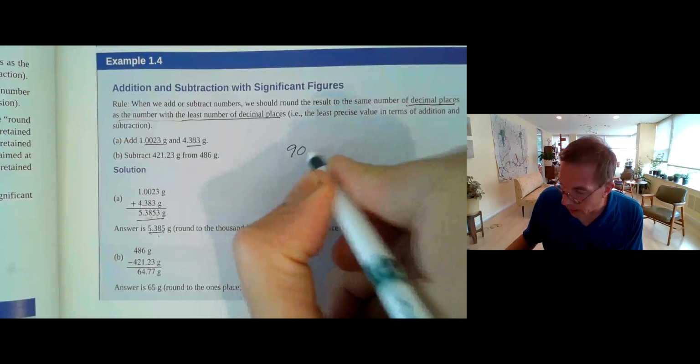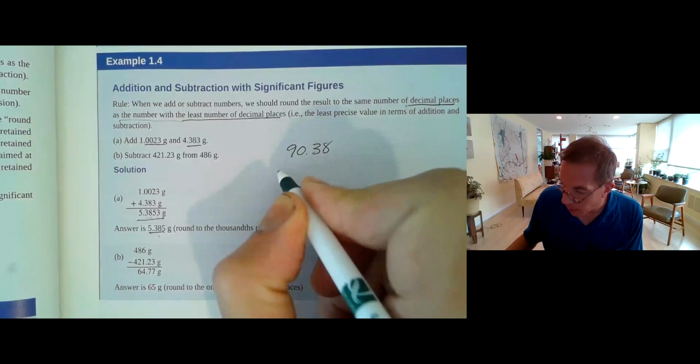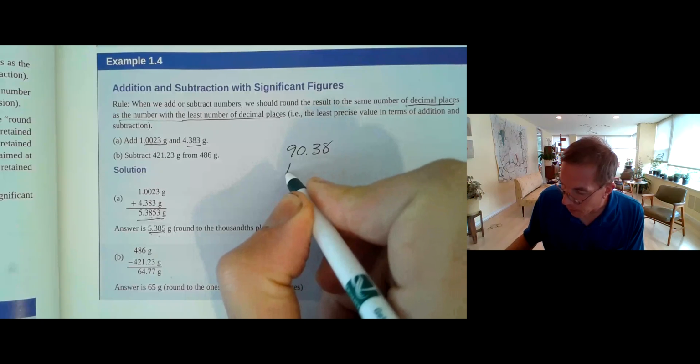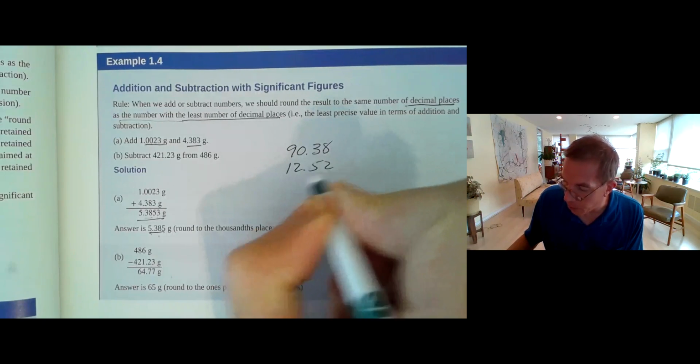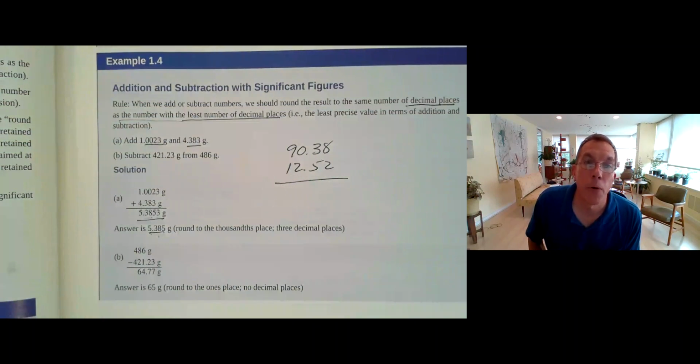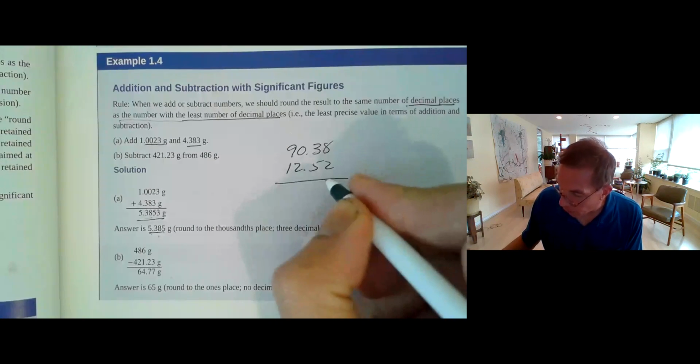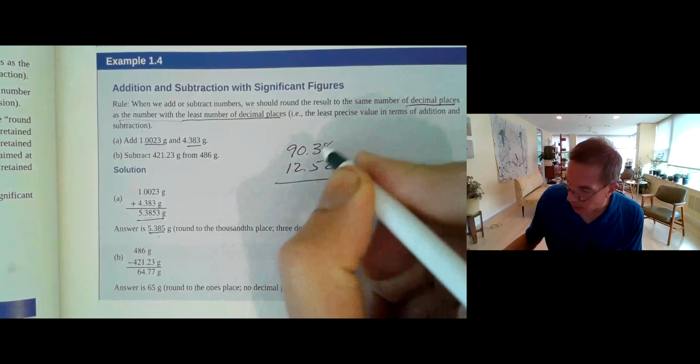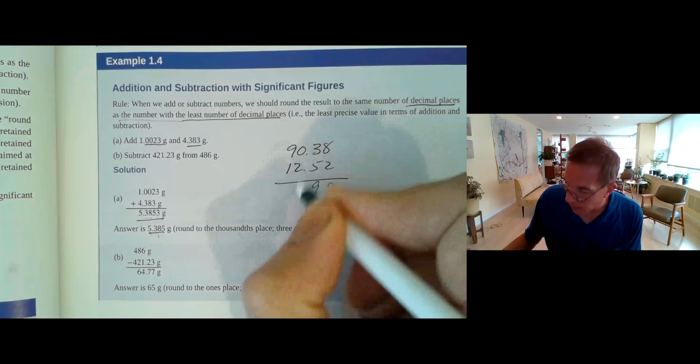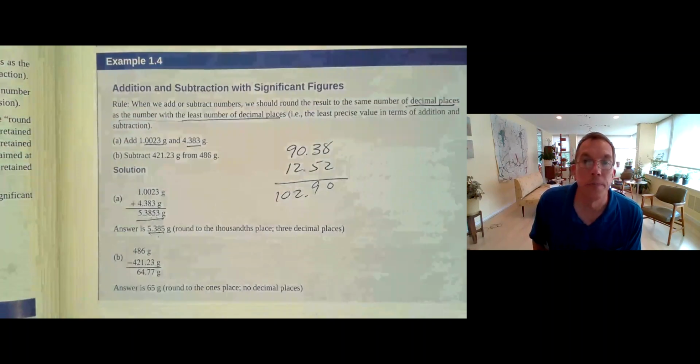And notice something like 90.38 plus 12.52. Both of those have 4 significant figures. But this rule doesn't say anything about significant figures, does it? It focuses on decimal places. If we were to add this, we'd get 102.90.